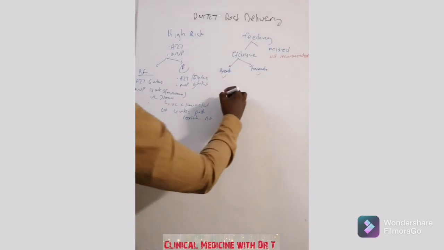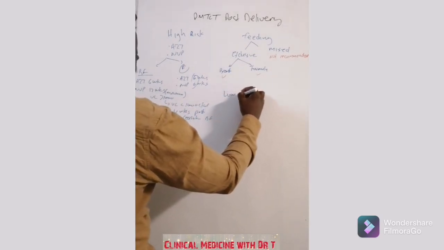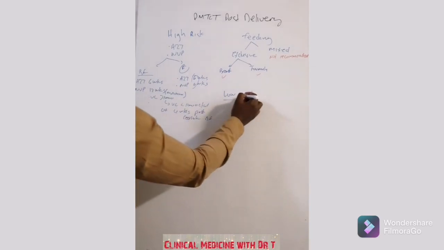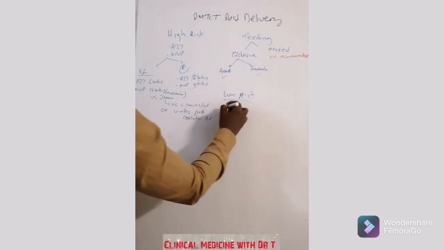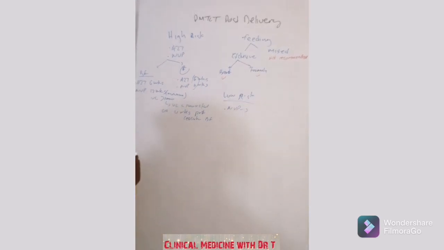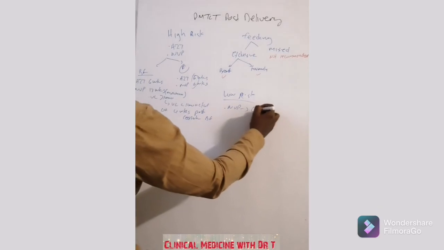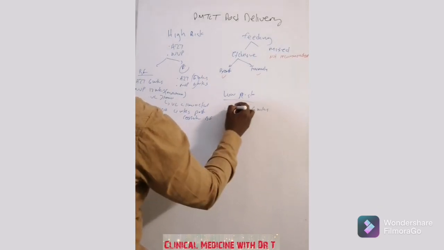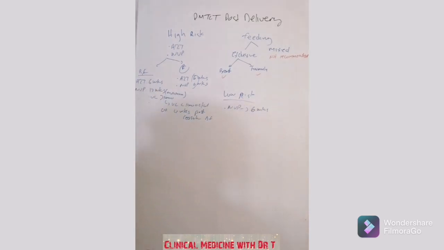What happens with the low risk? First of all, we know that the low risk infant should be on monotherapy, which is NVP. That NVP is 6 weeks.